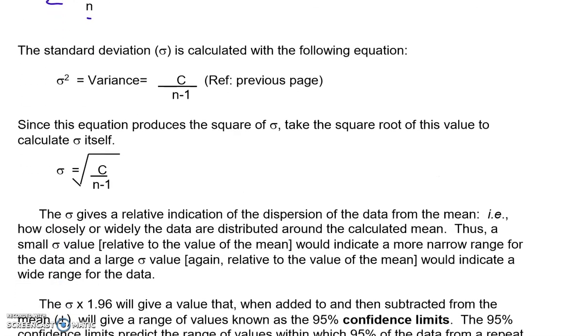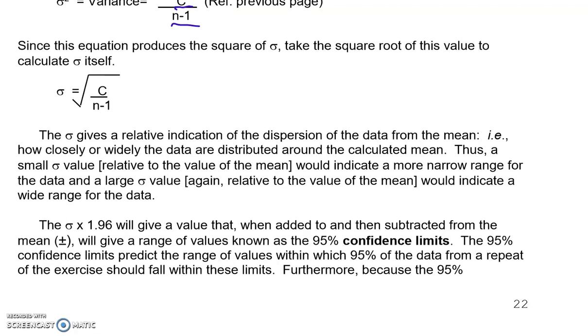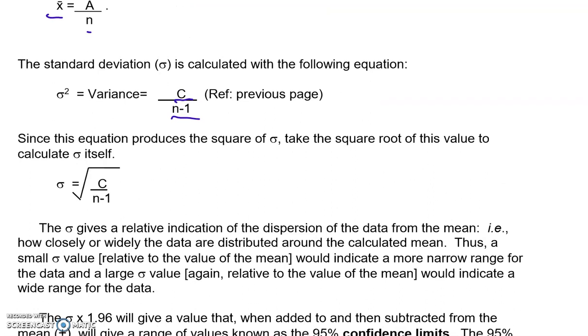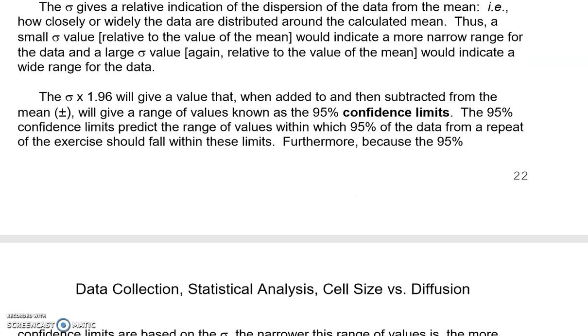And the sigma, the standard deviation, is calculated with the following equation. You take your C value that you just previously calculated and divide by n minus 1. And that will give you the variance. So the variance, that's basically the sigma squared. Now, if you just want sigma for the standard deviation, then you take the square root. So this square number right here, if you take the square root, then you just have sigma. And we'll walk through this.